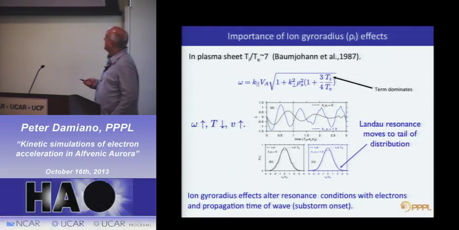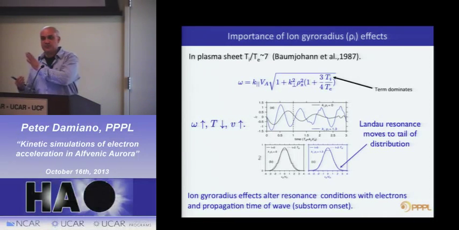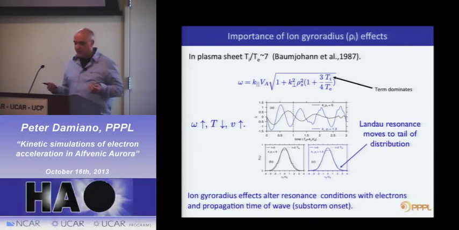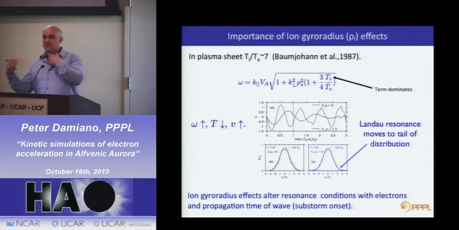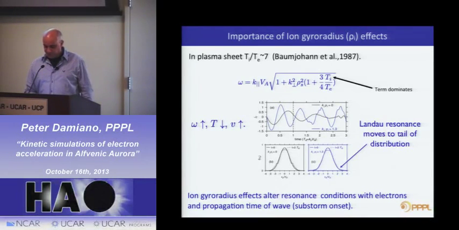Another consequence of this is that by changing the propagation speed of the wave, you're actually changing how long it takes for it to move from the plasma sheet to the ionosphere, which has implications for connecting the substorm onset to the ionospheric signatures of the process that's driving the substorm onset.